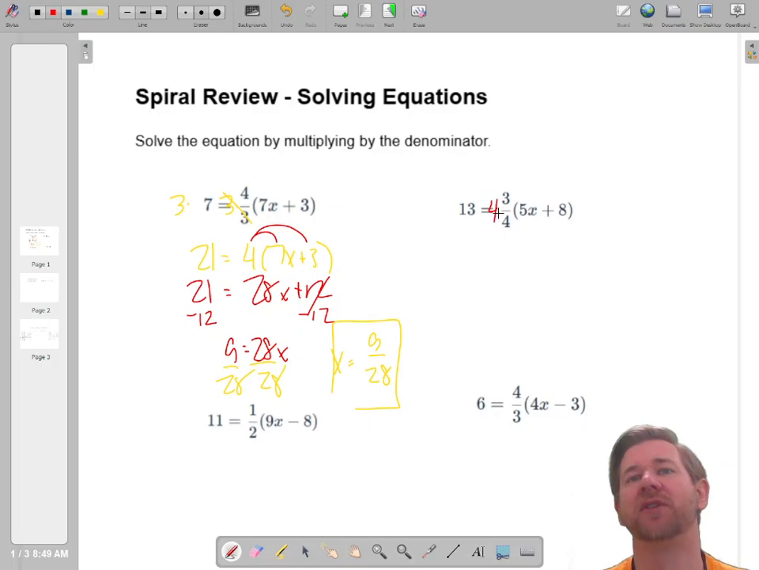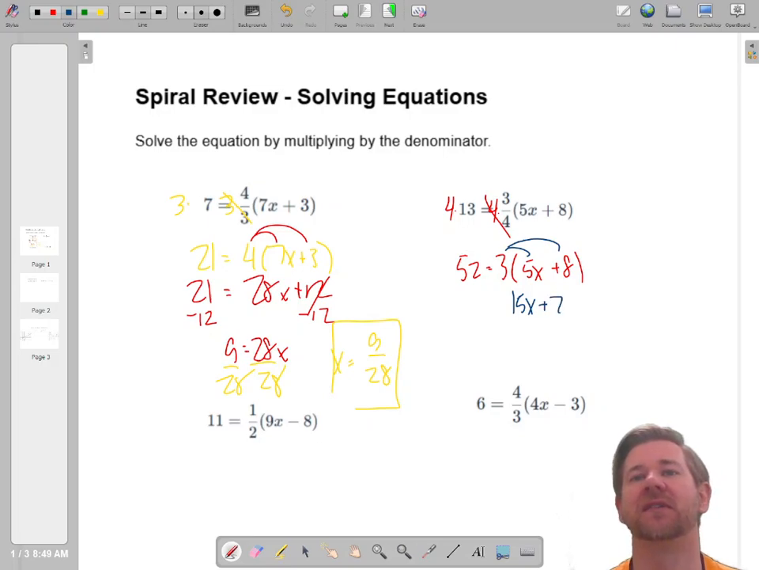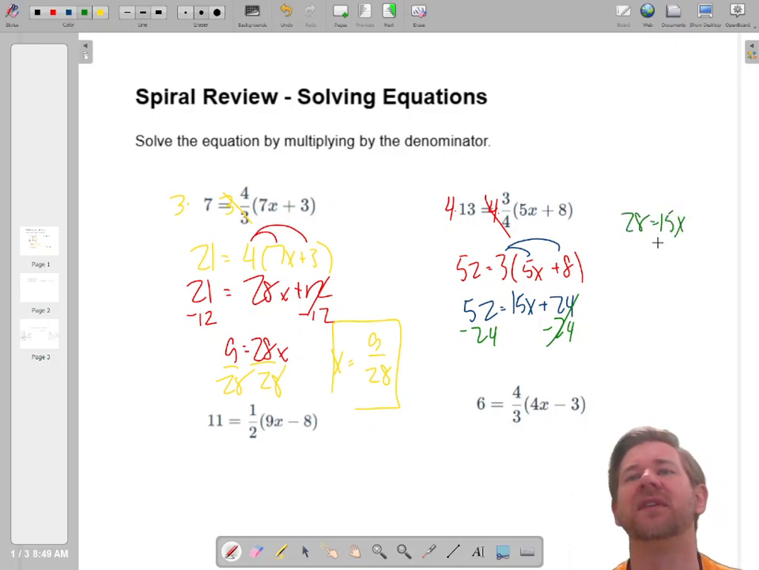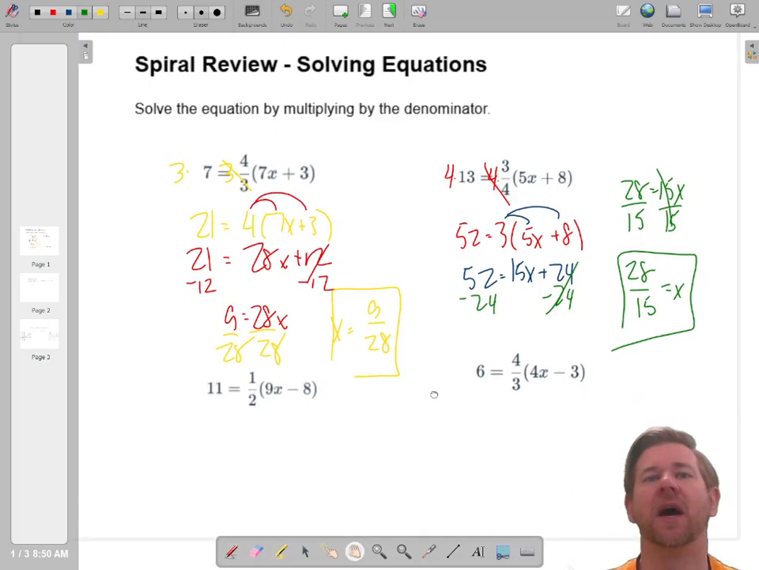This one, same idea. Multiply both sides by 4. And now on the left side, you have 52 equals 3 times 5x plus 8. And now we just got to distribute. 3 times 5 is 15x. 3 times 8 is 24. We'll subtract 24 on both sides. Let's see, what's that? 26 and 2 makes 28. 28 equals 15x, divided by 15. And we get 28 over 15. Okay. So again, 28 keeps showing up. That's cool, I guess. Let's do the last two.